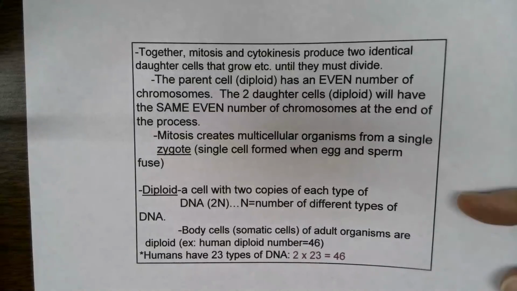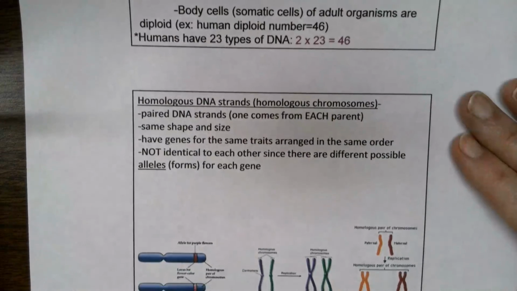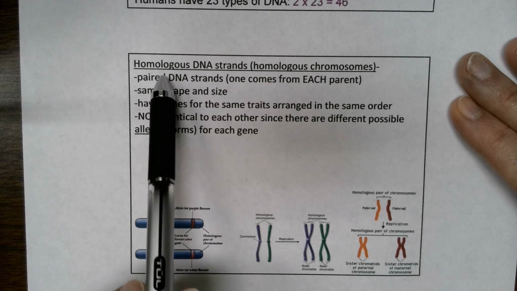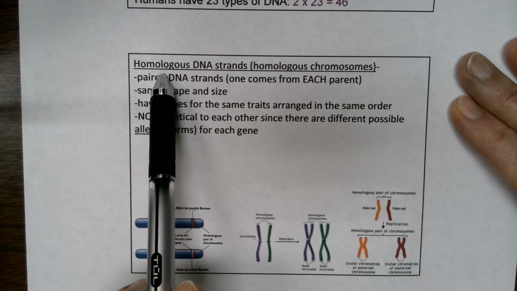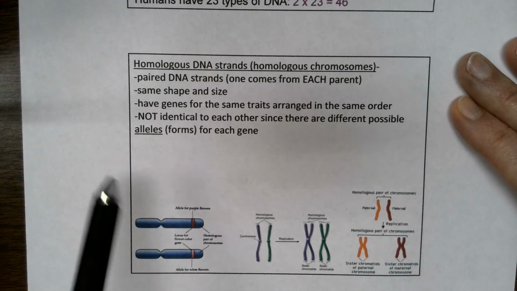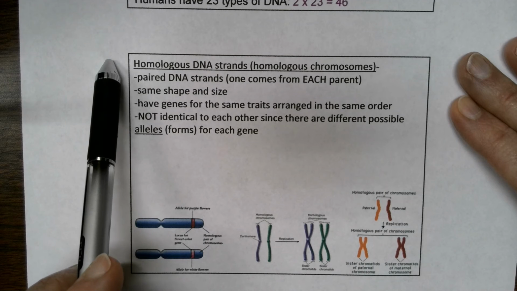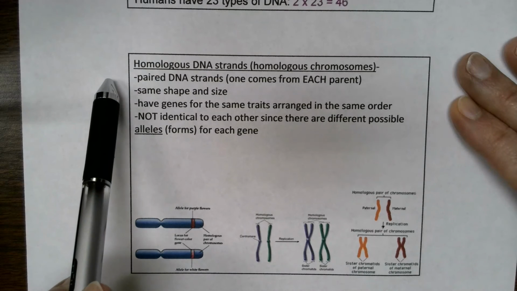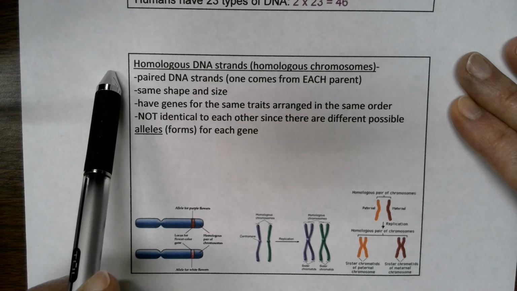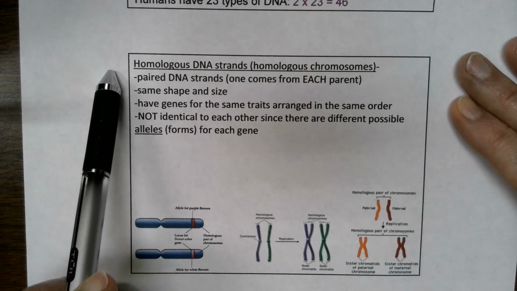Okay, so that being said, the last slide here. This is about what is called a homologous pair of chromosomes, or homologous DNA strands, homologous chromosomes. Homo means the same. So homologous chromosomes are paired strands of DNA where you get 1 from each parent. So 1 comes in the egg cell, 1 in the sperm cell. The egg and the sperm fuse to make the zygote.